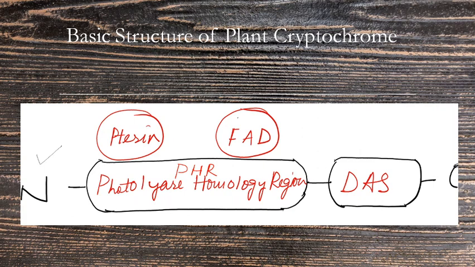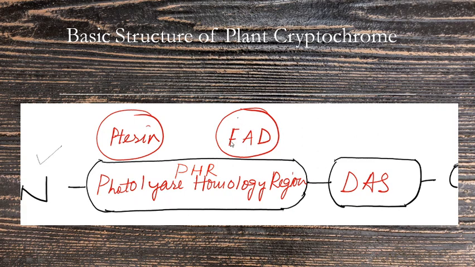Now, this is the basic structure of the plant cryptochrome. Actually, these cryptochromes are composed of two domains: an amino-terminal domain or the N-terminal domain, known as PHR or photolyase homology region, and a C-terminal domain, known as DAS or domain of varying size. The PHR region of cryptochrome has two chromophores. One is known as pterine and the second one is known as FAD.